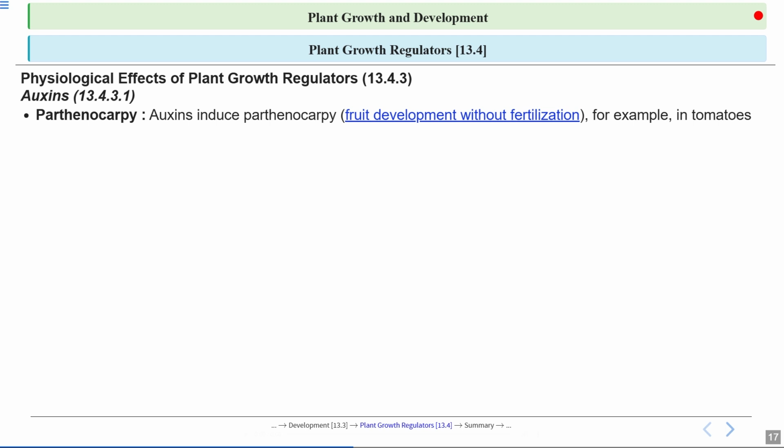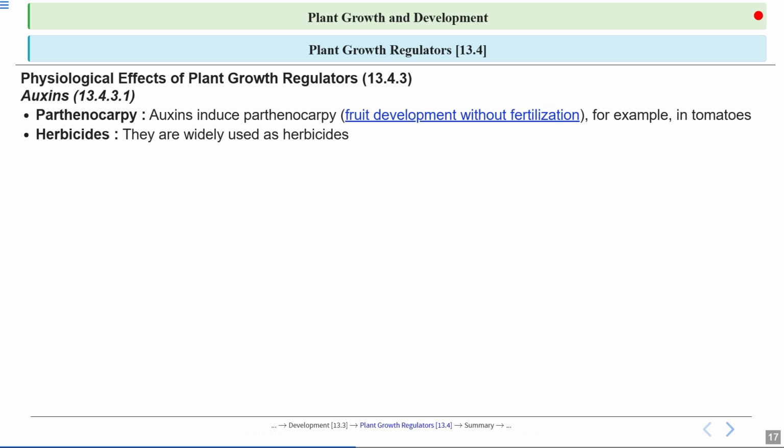Parthenocarpy. Now this is very, very important. Auxin-induced parthenocarpy means the fruit takes development without fertilization. The fruits develop, but without any fertilization process. And the example is tomatoes.